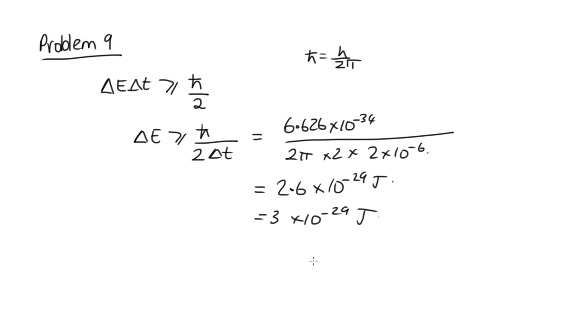And then if we want to give it in electron volts, we just divide by the charge on an electron, 1.602 times 10 to the minus 19, and this gives us around about 2 times 10 to the minus 10 electron volts. So we're only giving these to one significant figure, as delta T was only given to one significant figure, and because this is talking about uncertainties, it doesn't make much sense to give too many significant figures anyway.